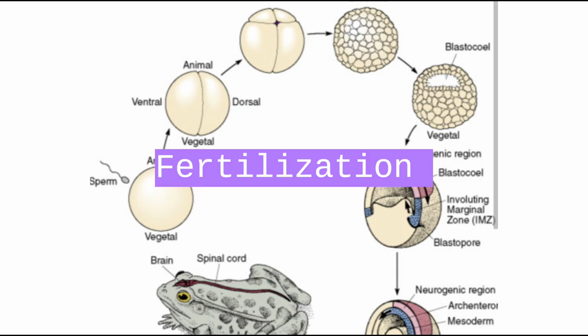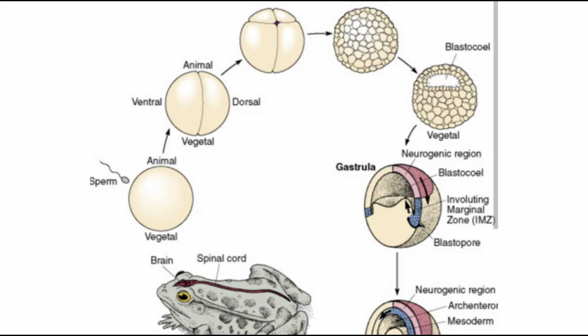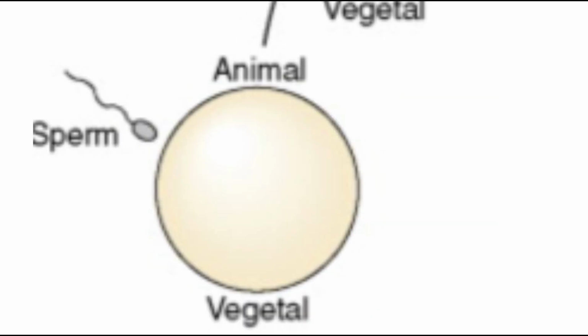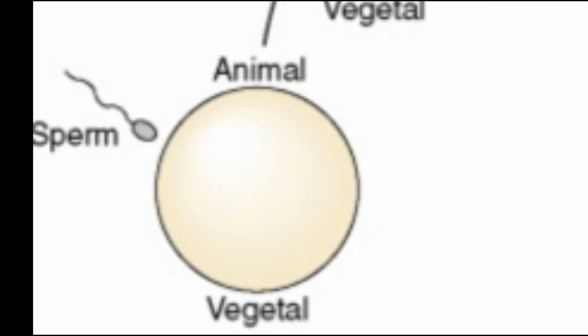First, what is happening here? The fertilized egg is present, the zygote. It has two poles, the animal pole and the vegetal pole. The frog egg is mesolecithal, that is, it has a moderate amount of yolk, which is inside this layer.